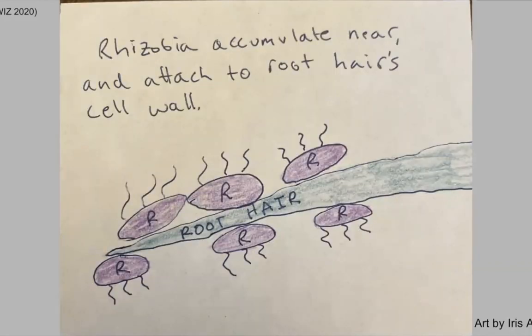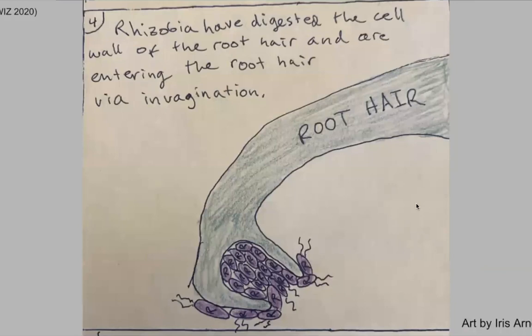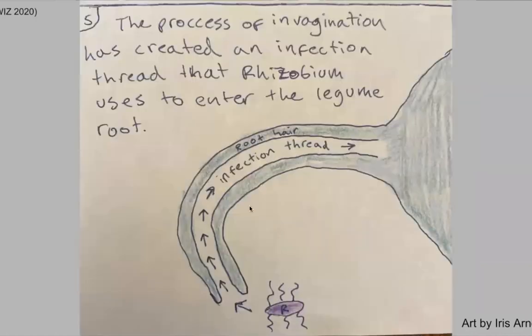Rhizobium accumulate near the root hair and eventually attach to the root hair's cell wall. Chemicals called nodulation factors are released from the Rhizobium cells, which cause the root hair to curl. Now the Rhizobium cells are able to digest the cell wall of the root hair and enter into the root hair. Rhizobium enters the root hair through invagination, which is the process of the cell membrane of the root hair being turned inside out or folded back on itself to form a cavity. The Rhizobium bacteria enter the root through this formed cavity, which is termed the infection thread.